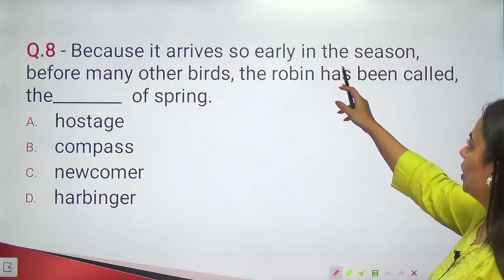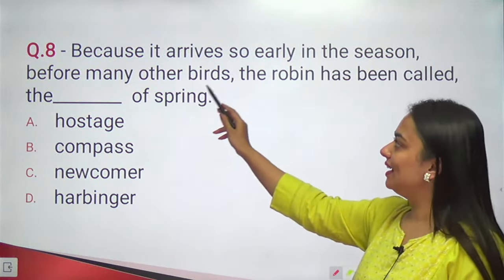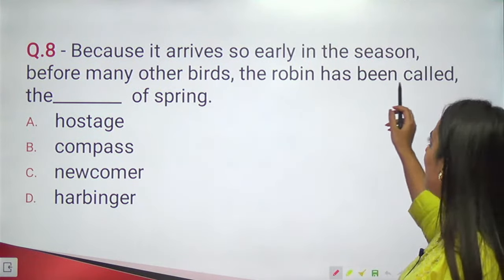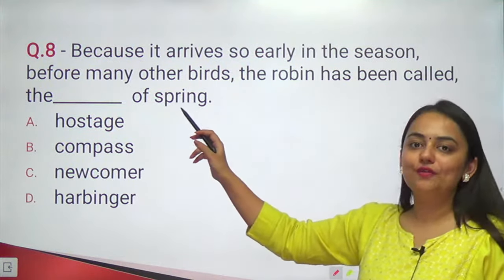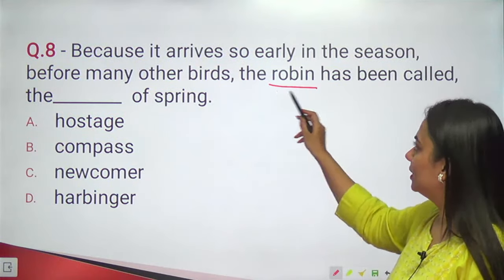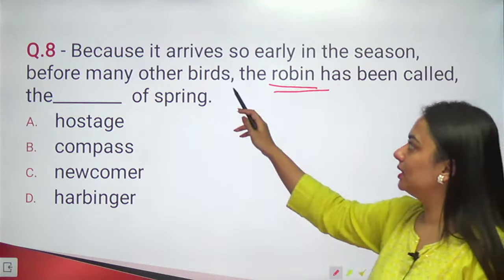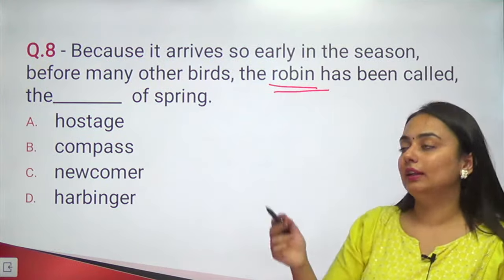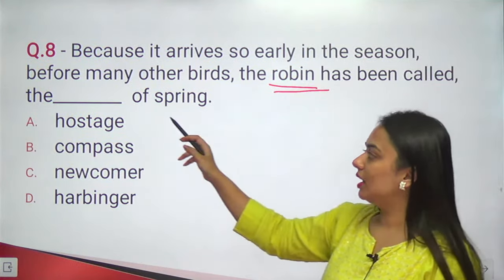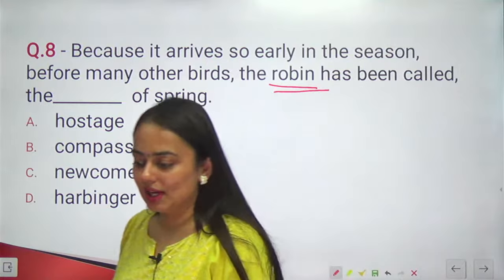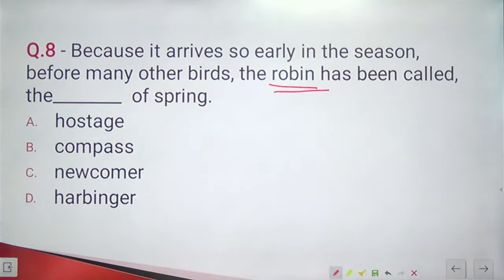Because it arrives so early in the season, before many other birds, the robin has been called the dash of spring. तो ये जो bird है robin, क्योंकि ये बाकी सभी bird से पहले arrive करता है या आता है, तो हम इसे spring का क्या कहेंगे? बताइए. You must have heard of this. Drop in your answers, Ishika, Savannah, Twisha.